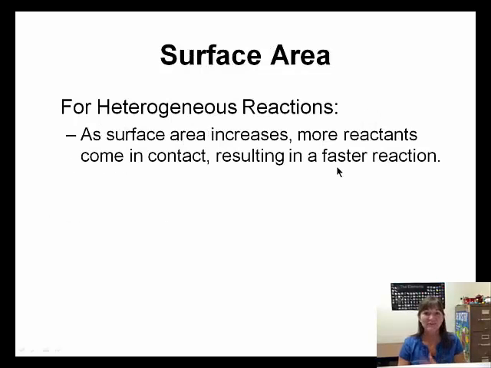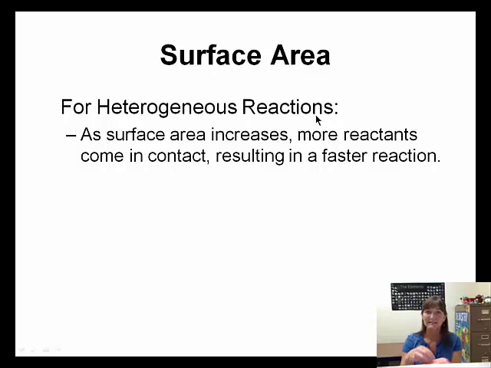The last category that I'm just going to barely touch on is surface area. And this one's kind of intuitive. So for a heterogeneous reaction, what that means is you have two different states of matter. So for a reaction where you're going to have, say, for example, a metal surface, and it's going to react with a liquid. So the liquid's going to come in contact with the metal and the reaction's going to occur.